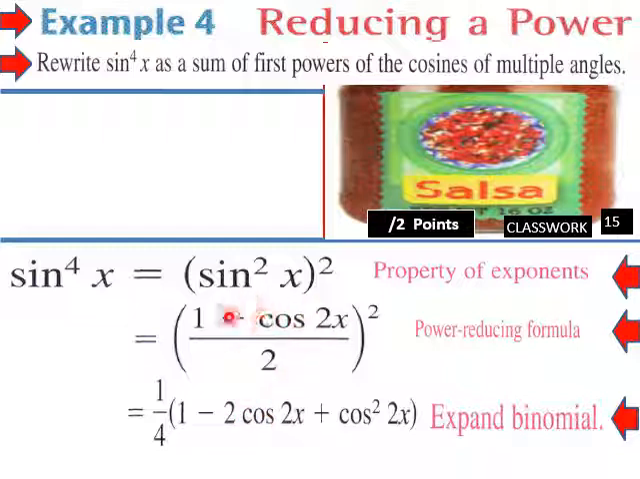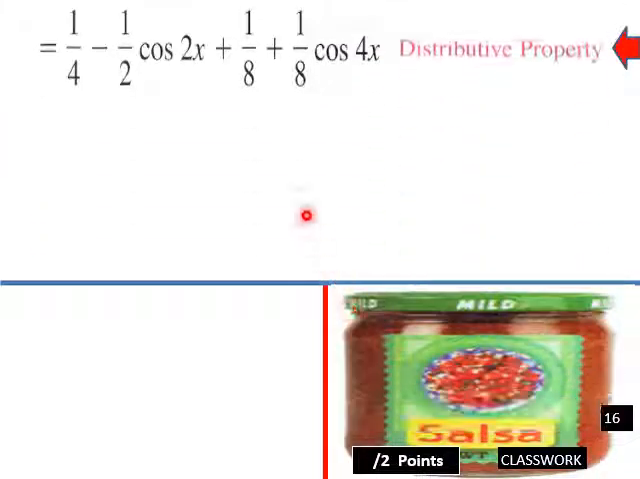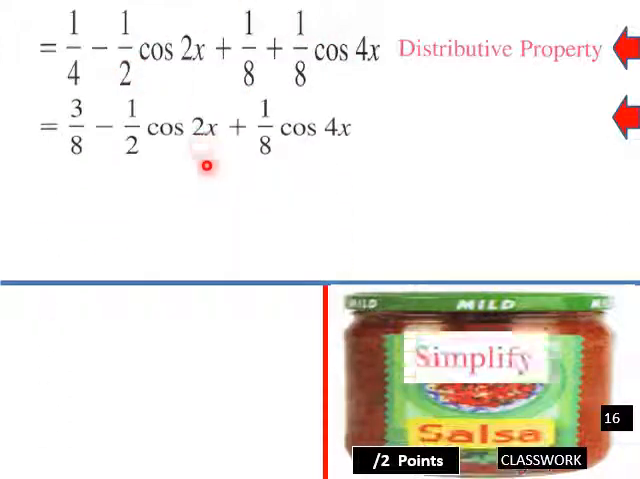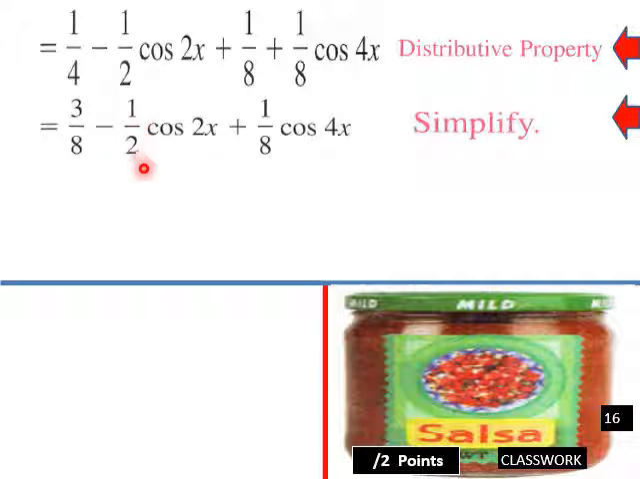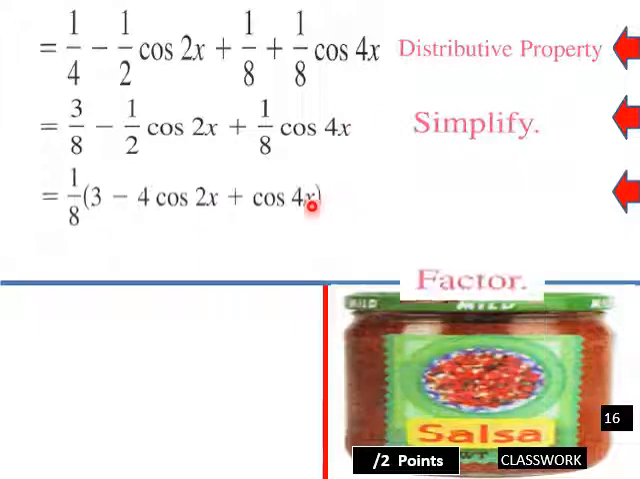And then when we square this out, well, it'll be over 4. Then we can factor out that 4 so we don't have a fraction here. But in your numerator, you'll have 1 minus 2 cosine 2x plus cosine squared 2x. So we expanded this binomial into this. And then when we distribute our multiplication through it, we'll get this expression here. And then when we combine like terms, we get 3/8 minus 1/2 cosine 2x plus 1/8 cosine 4x.